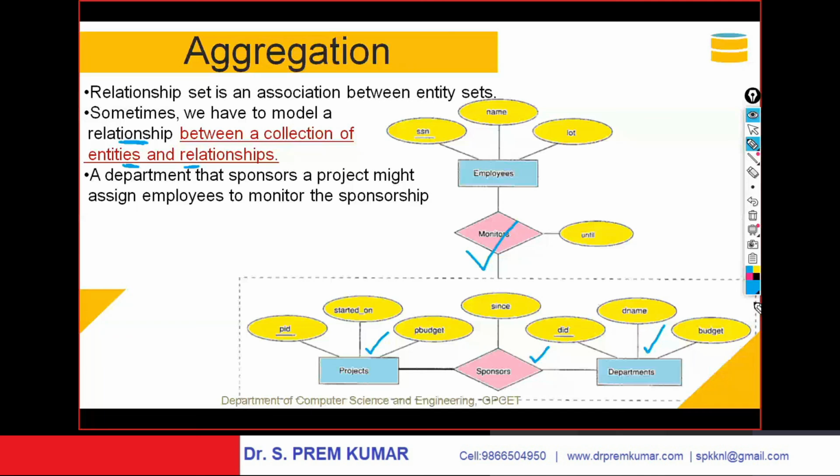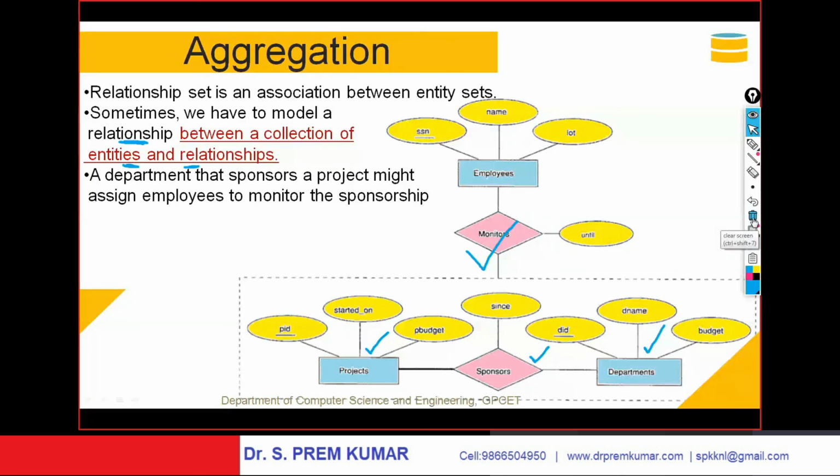In such a case, this entire stuff is placed in the dotted lines. We call it an aggregation. Employees, monitors, this dotted line box. What is in this dotted line box? Departments as well as projects. So employees are responsible for both the departments and projects. That's the meaning.